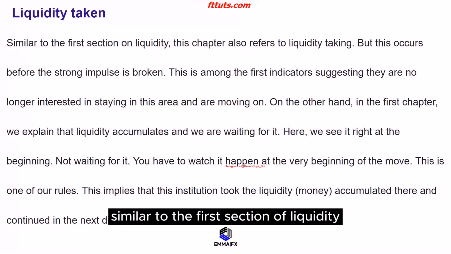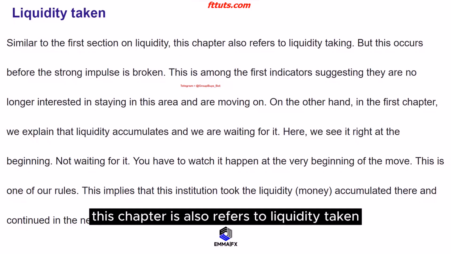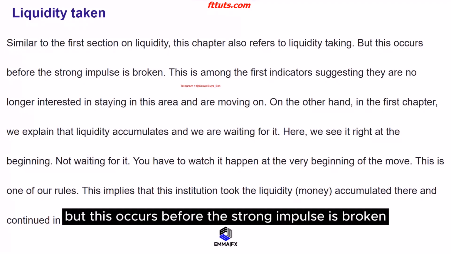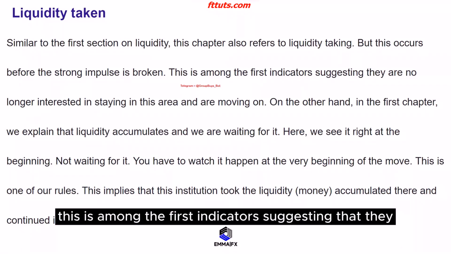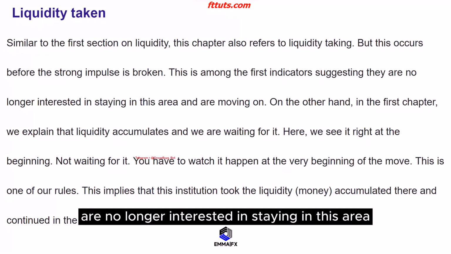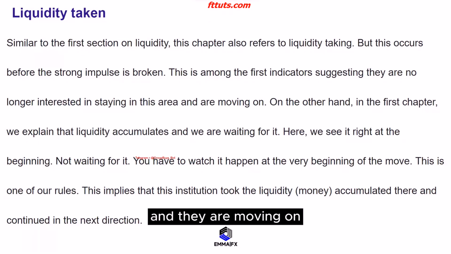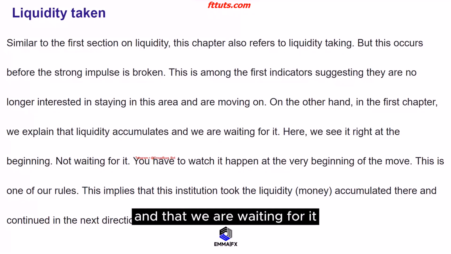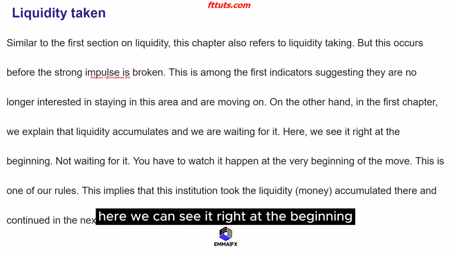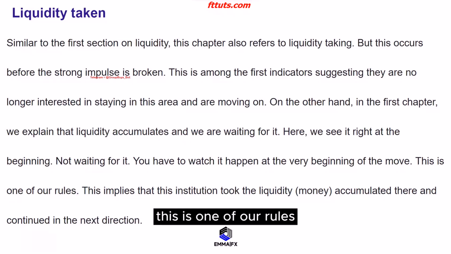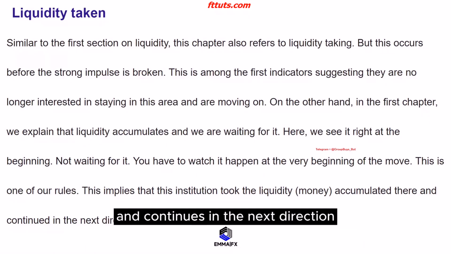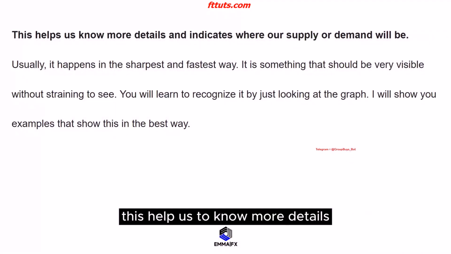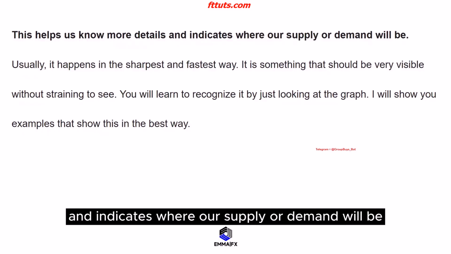Similar to the first section of liquidity, this chapter also refers to liquidity taken, but this occurs before the strong impulse is broken. This is among the first indicators suggesting that they are no longer interested in staying in this area and they are moving on. On the other hand, in the first chapter I explained that the liquidity accumulates and that we are waiting for it. Here we can see it right at the beginning, not waiting for it. You have to watch it happen at the very beginning of the move. This is one of our rules. This implies that the institution took the liquidity that accumulated there and continues in the next direction. This helps us know more details and indicates where our supply or demand will be.